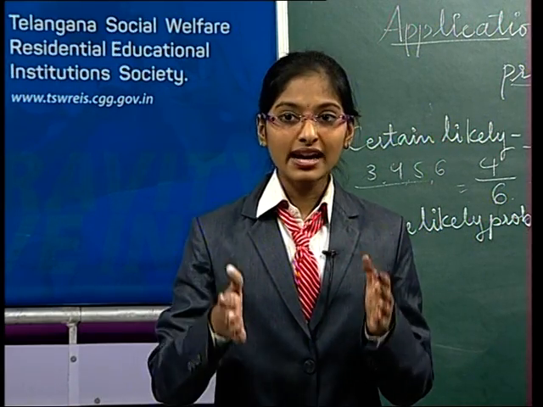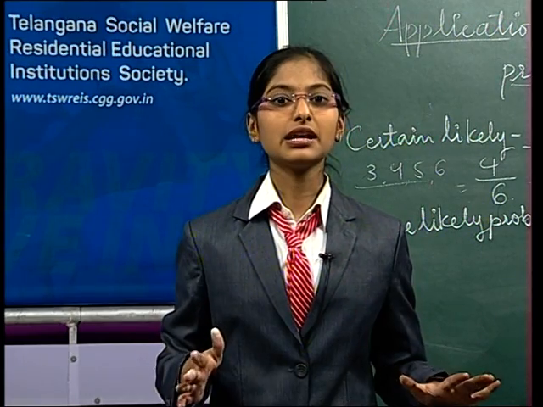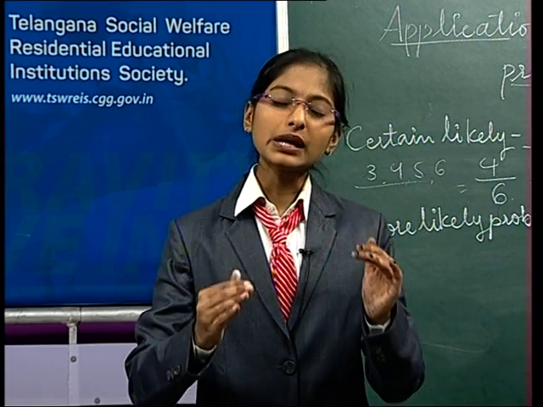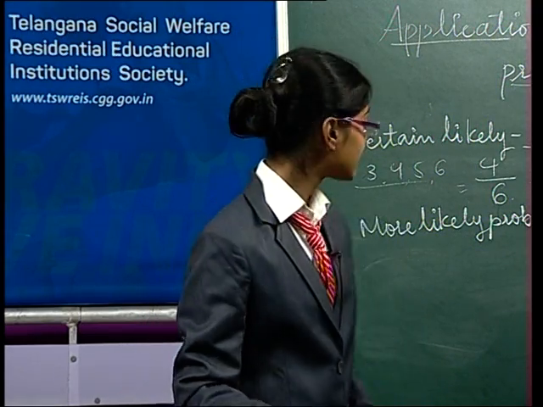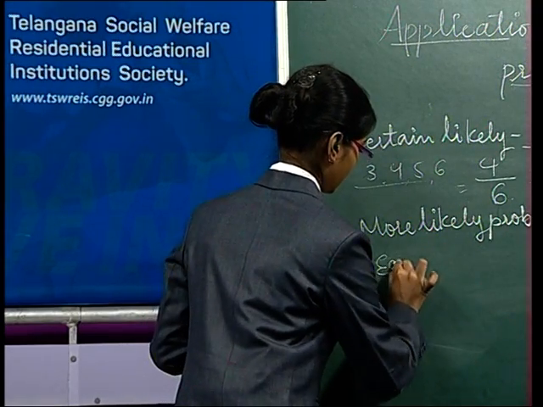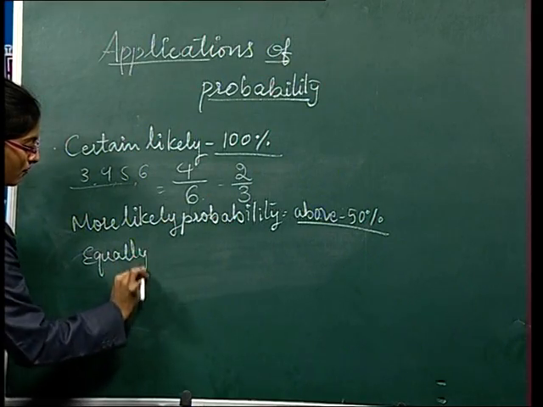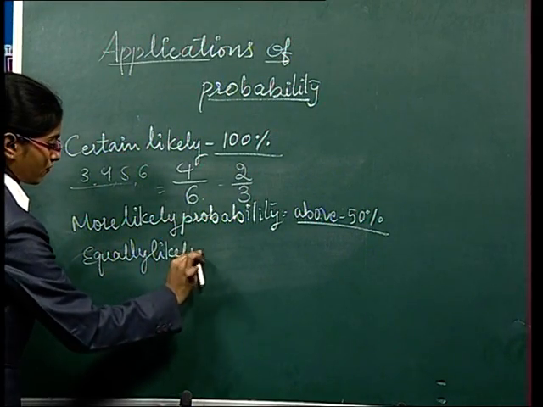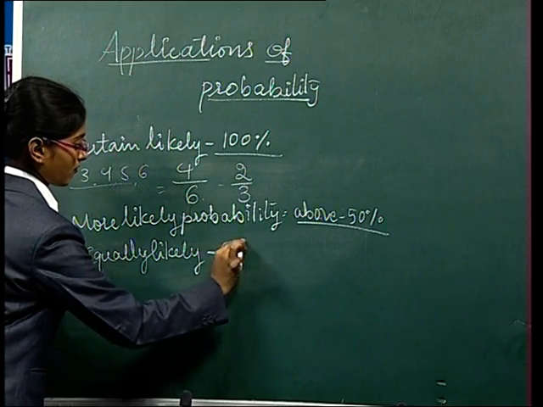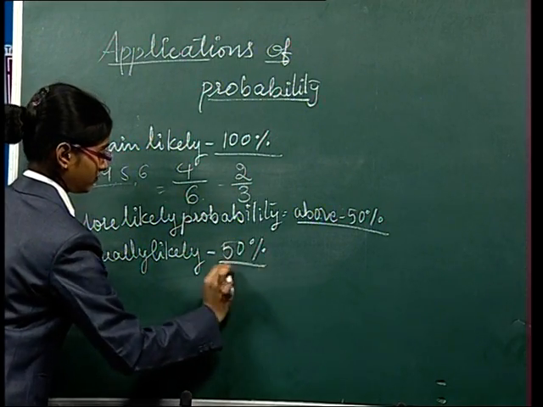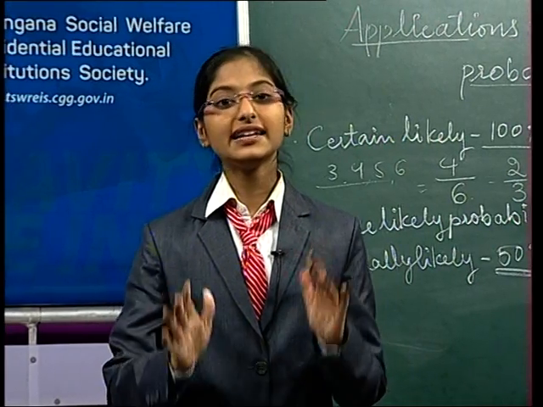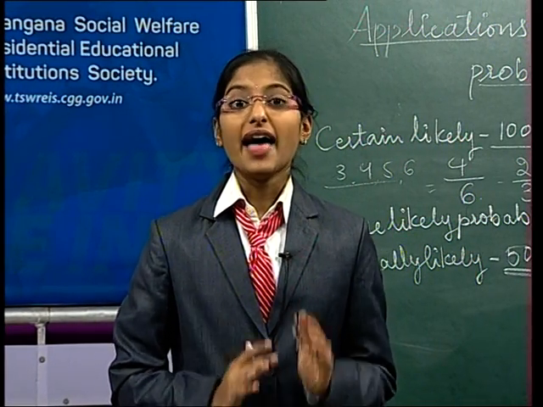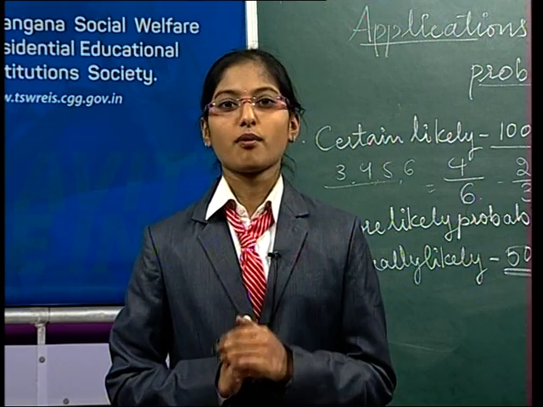So, when we can say that both are exactly equal, it comes under equally likely probability. It will be exactly 50%. It will be exactly 50%, and this is called equally likely probability. And the next one is less likely probability.